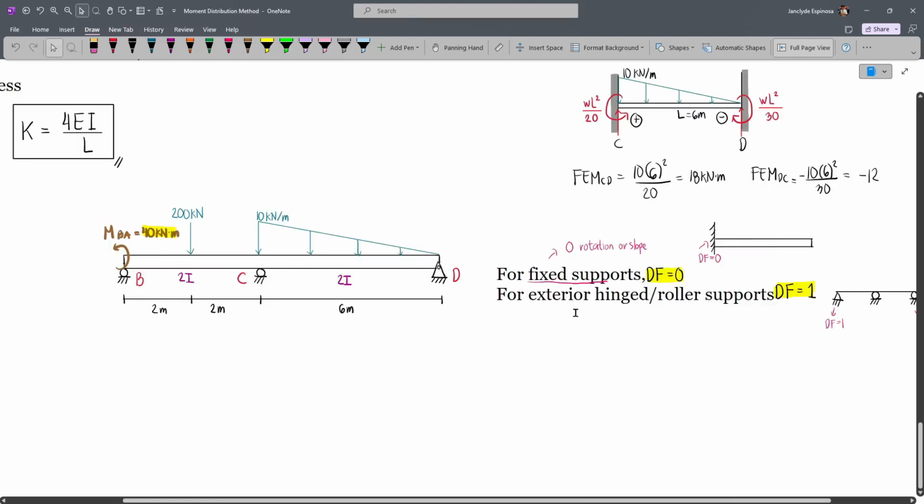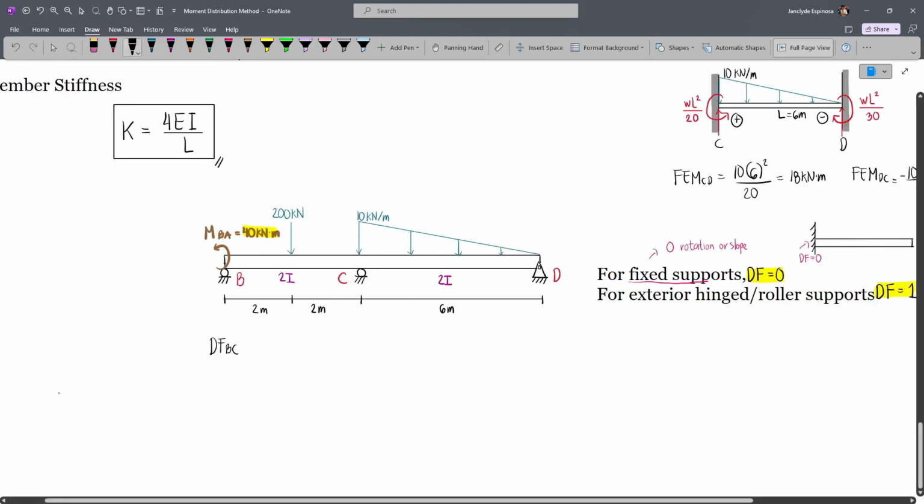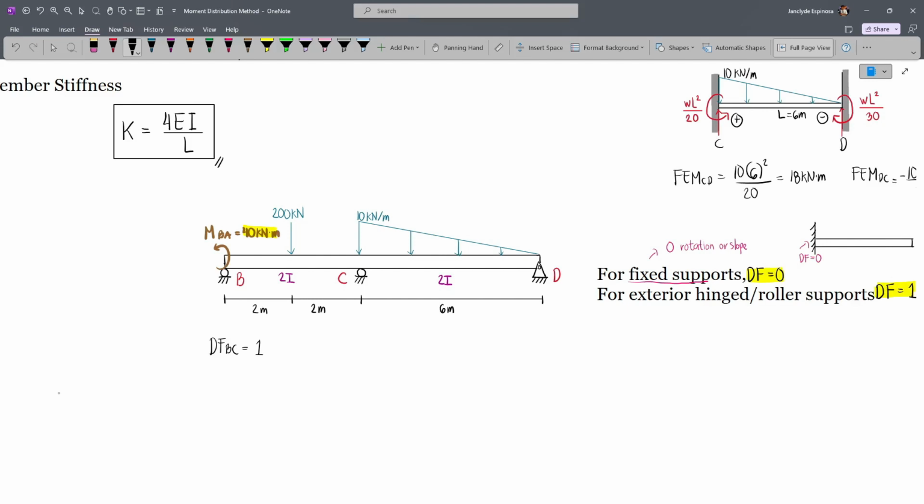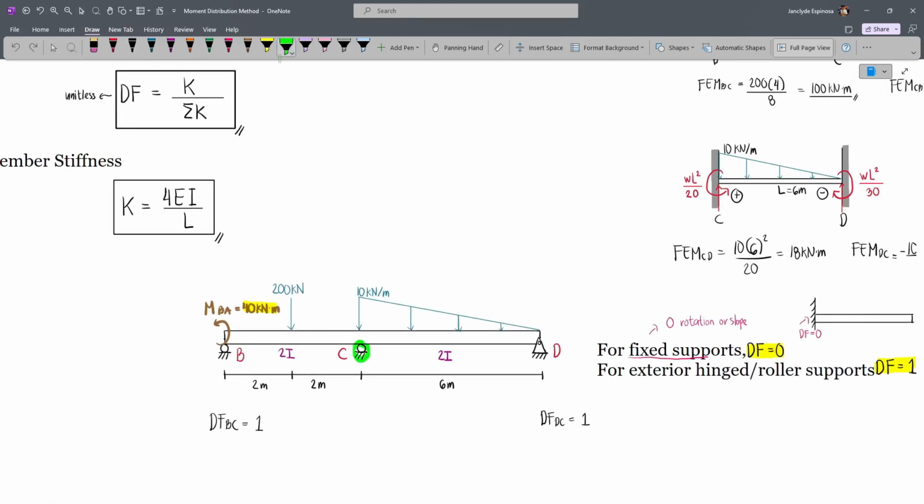Now, for exterior hinged or roller supports, our DF is equal to 1. And so here, our DFBC will be equal to 1. And likewise, our DFDC will also be equal to 1 because this is an exterior hinge. And so what we will solve for is the DF of this interior support.